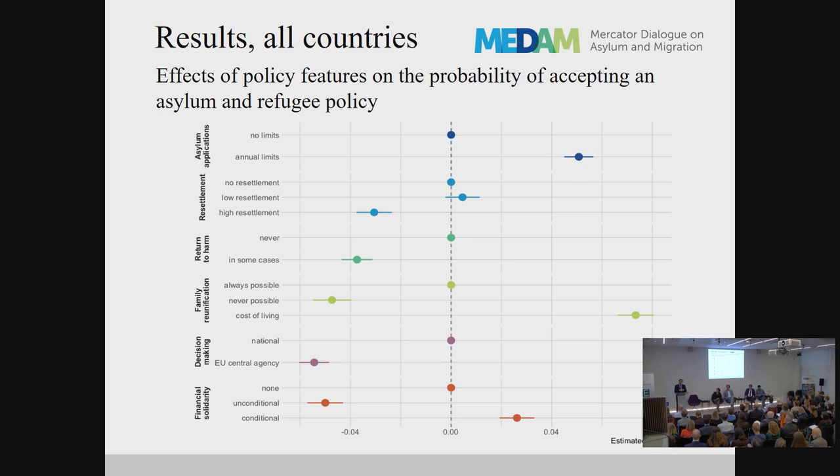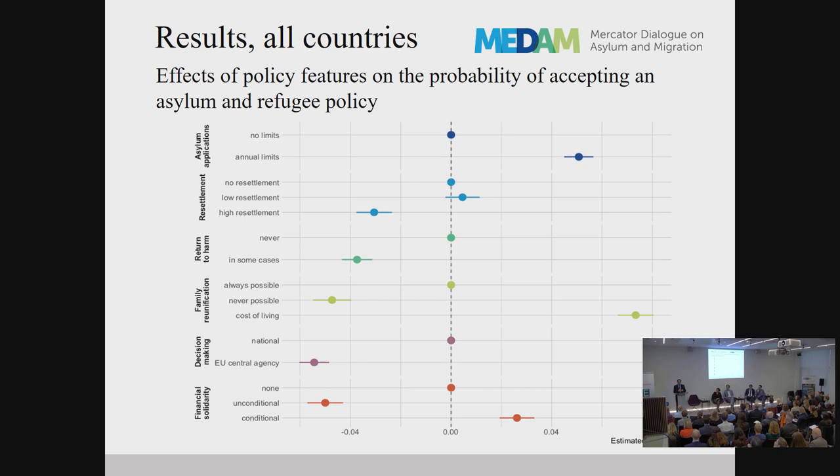Interestingly, on non-refoulement, should people be sent back to dangerous places in some cases, across all our countries, we have a negative effect. So maybe somewhat contrary to what we often hear in public debates, that Europeans are very hostile, they want to send lots of people back to dangerous places, we really don't find that here. A policy that sends people back to dangerous places actually has a negative impact on public support.